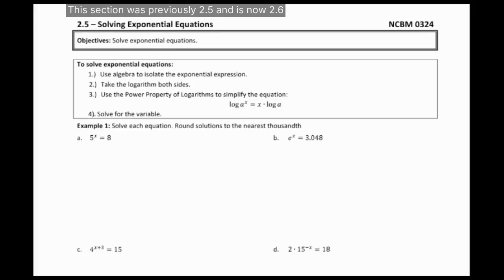Solving exponential equations. Our objective is to solve exponential equations. We have 4 steps to follow in order to solve this type of equation. The first one is to use algebra to isolate the exponential expression. Then we take the logarithm on both sides. Then we apply the power property of logs to simplify the equation, which is right here. And then from there, we need to solve for the variable.